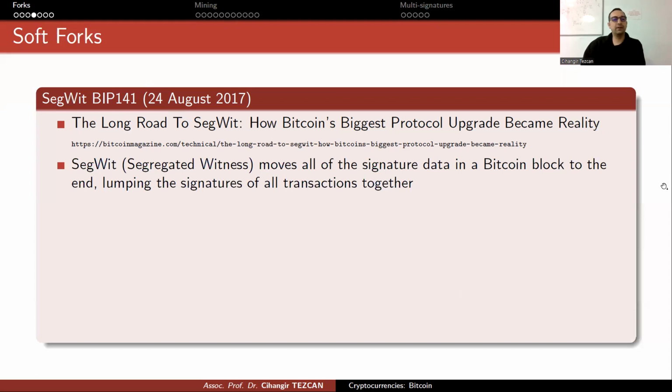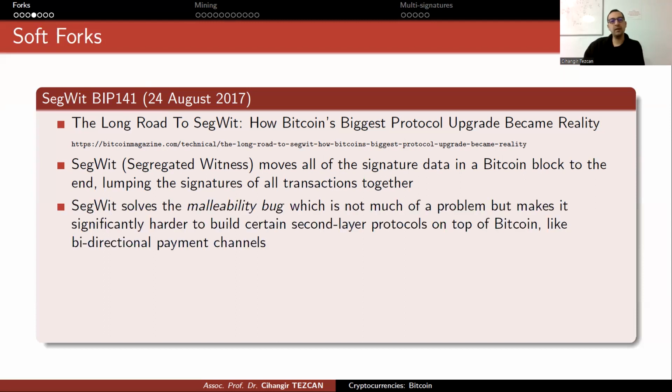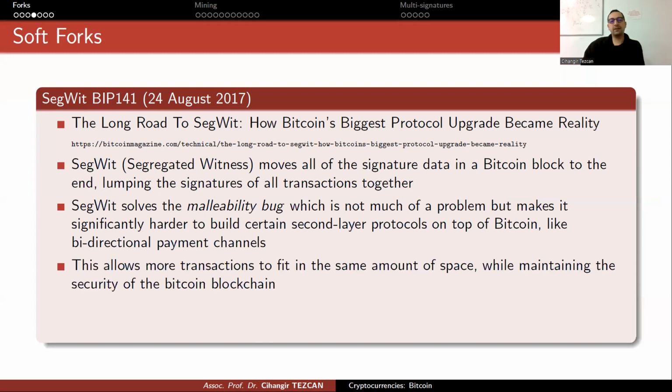So SegWit, which is short for segregated witness, moves all of the signature data in a Bitcoin block to the end, lumping the signatures of all transactions together. SegWit solves the malleability bug, which is not much of a problem, but makes it significantly harder to build certain second-layer protocols on top of Bitcoin, like bidirectional payment channels. This allows more transactions to fit in the same amount of space while maintaining the security of the Bitcoin blockchain.